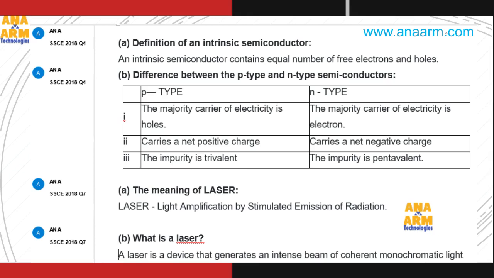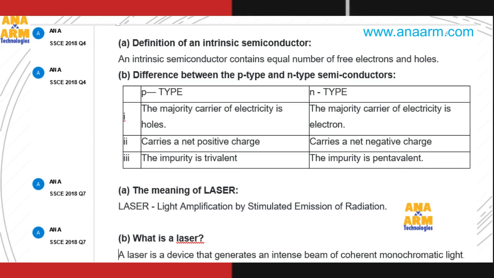Now, differentiate between the p-type and n-type semiconductors. For the p-type semiconductor, the majority carrier of electricity is holes, while for the n-type semiconductor, the majority carrier of electricity is electrons. The p-type semiconductor has a net positive charge, while the n-type semiconductor has a net negative charge. The p-type semiconductor has a trivalent impurity, while the n-type semiconductor has a pentavalent impurity.